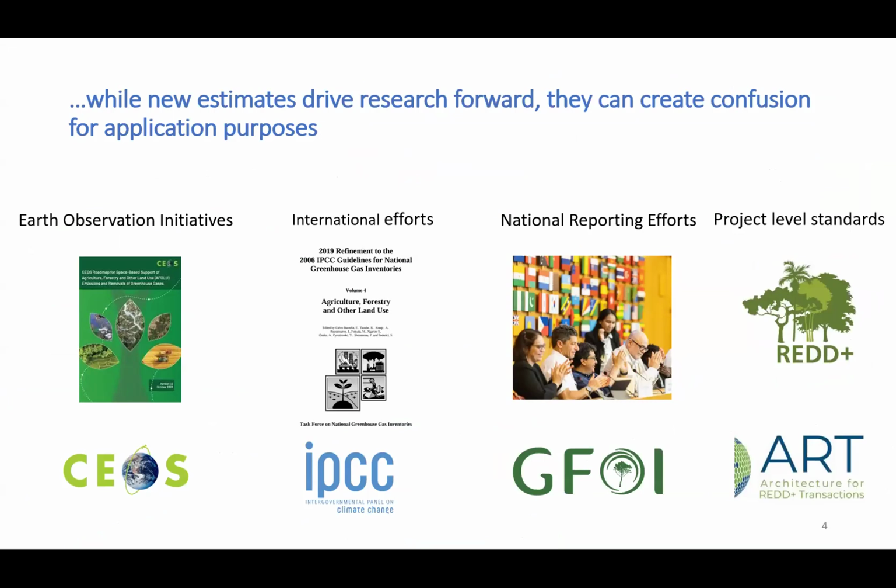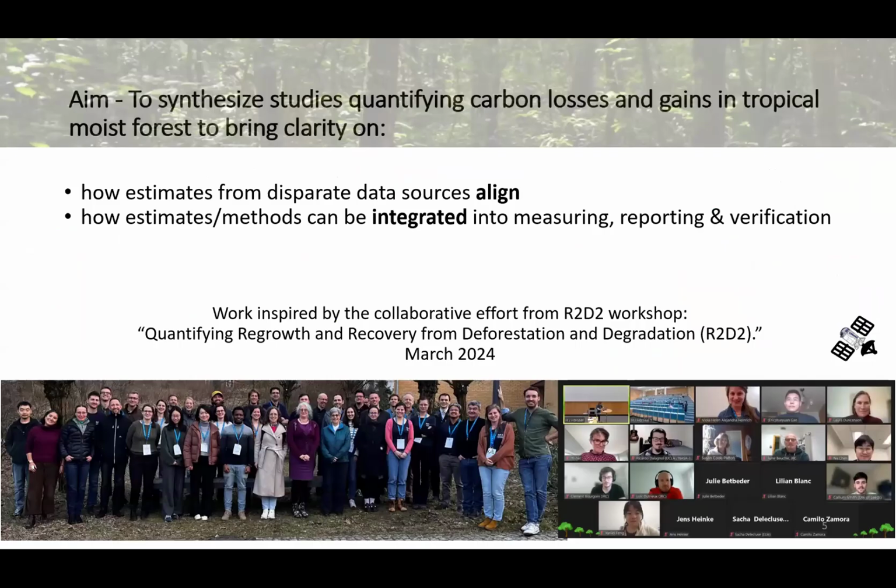And while all of these estimates are really driving research forward, at least from my perspective on the science side, they're really also creating confusion for application purposes. And so one of the key aims of this study was really to put all of these studies into context with one another, not just focusing on 1 or 2 studies, but really focusing on what do we have out there from peer-reviewed science. So to understand how these estimates from disparate data sources align, and consider how these estimates and methods could potentially be integrated into MRV thinking.